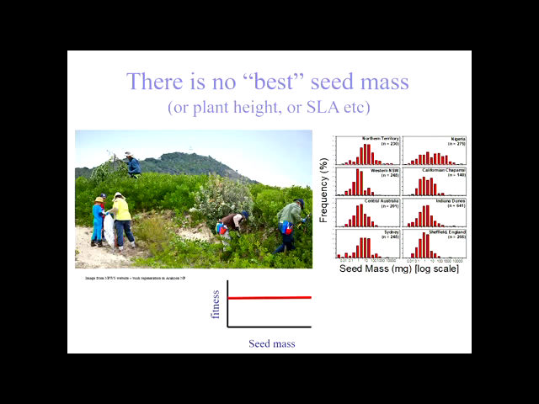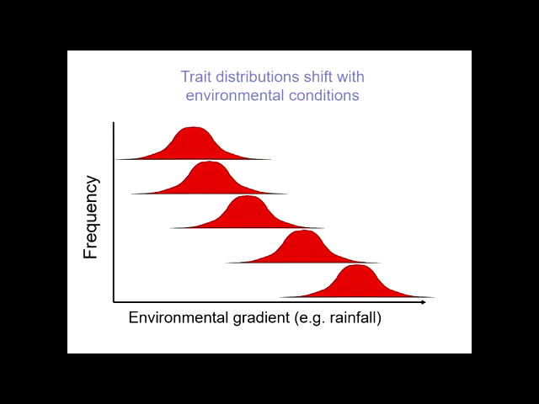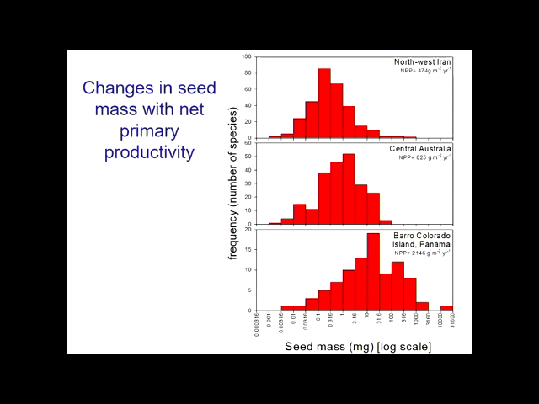So if you find yourself looking for the trait of what would be best to plant, there is no easy answer under this stuff, because if being small was better, everything would be small. So that applies to basically all of the traits. What we can do, however, is have a think about how trait distributions change with environmental conditions. So, for instance, if we have an environmental gradient like rainfall, or here are some real data, these are seed sizes changing with net primary productivity, so you get a shift in the distribution as you go across those gradients.